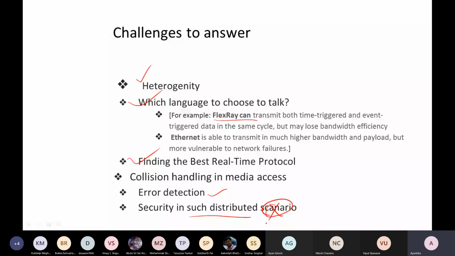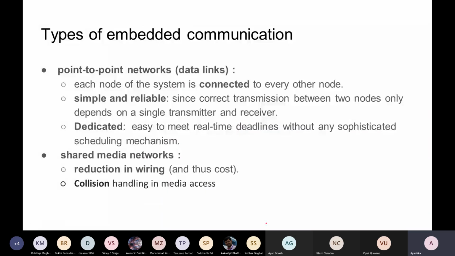So that is entirely a separate discussion. But at USP, we study embedded communication scenarios in different ways. We basically try to answer these types of questions. Okay, so when we are talking about embedded communication, there are two types of communications possible.